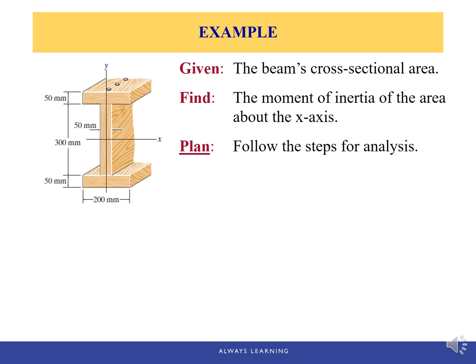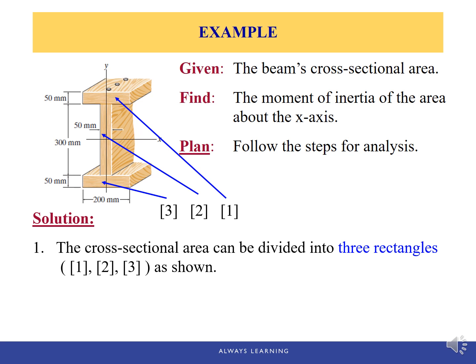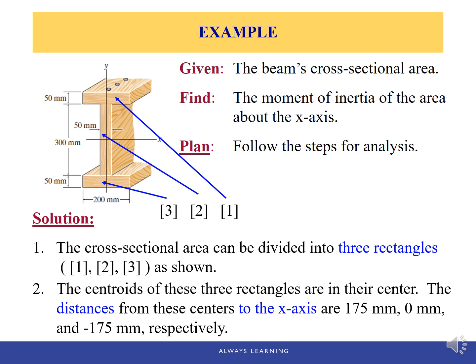So just the same idea as when we look for the centroid of the composite cross-sectional area. First, we need to divide this composite area into smaller or simpler shapes. And we can divide this cross-sectional area into 3 rectangles, and we label them with numbers or letters. So here we have rectangles 1, 2, and 3. And then we are going to apply the method we just developed, that formula: I x equals the algebraic sum of I bar x plus d squared times A.